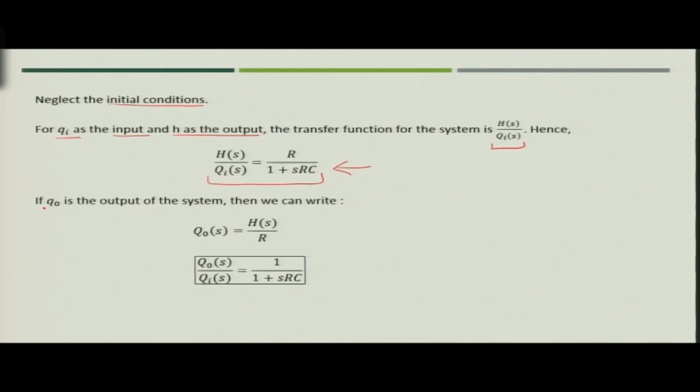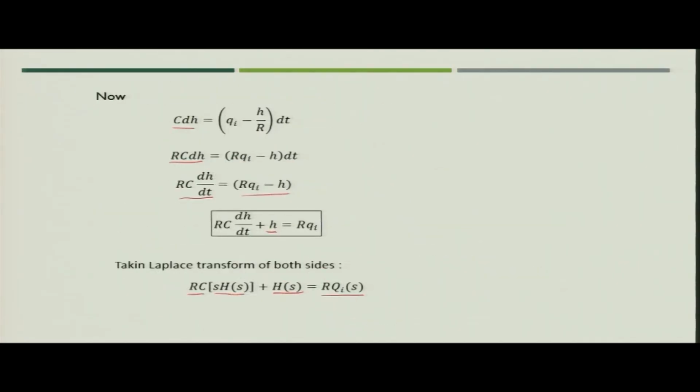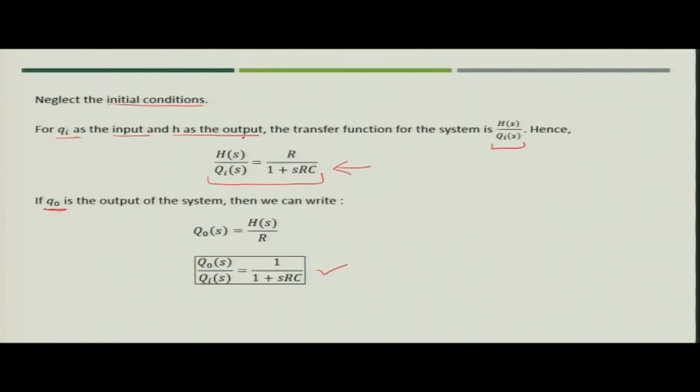Now, in case instead of H you take Q naught as an output, and you know Q naught is nothing but H of S by R, then Q naught upon Q I will become 1 upon 1 plus S R C. So, in this way the given system, that is the liquid level system, can be equivalently represented with the help of transfer functions. So, with this we can close our today's session and, of course, the closure of our course.